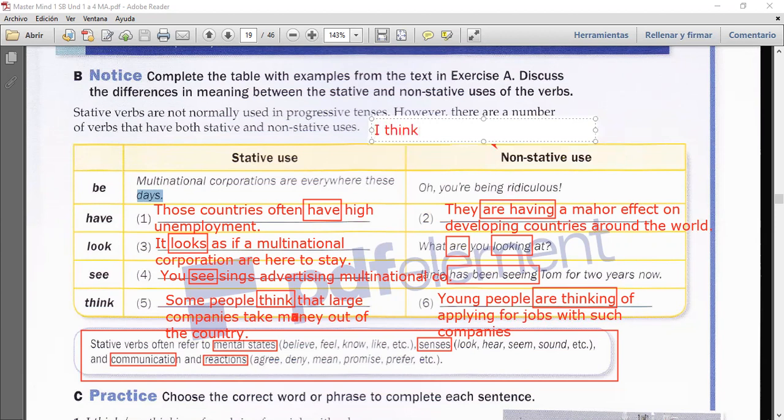I think that's true. Different to... I'm thinking. I'm thinking about getting a job.